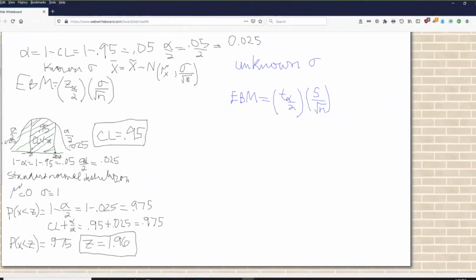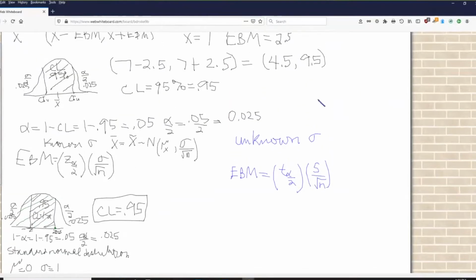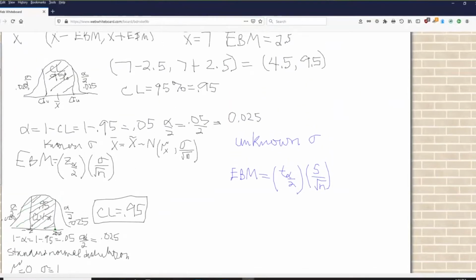Let me make sure I have enough room to draw this. Okay, so I'm going to just draw this in the space up here above. So let me explain the difference here a little bit. So let's say if I have a known population standard deviation, then it's going to follow the ideal, which is a normal distribution curve. But most of the time, we don't know what the population standard deviation is.